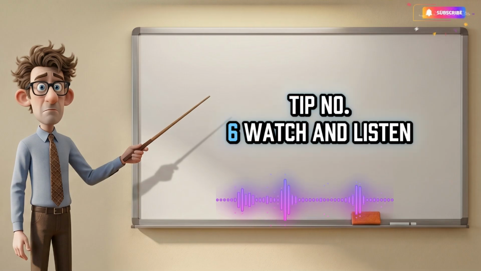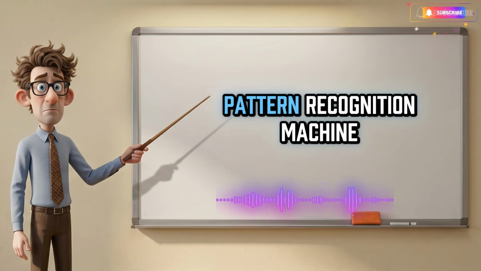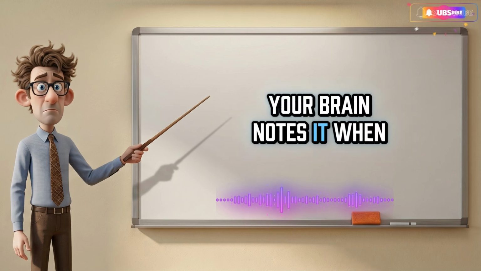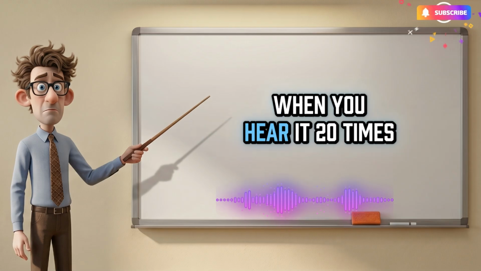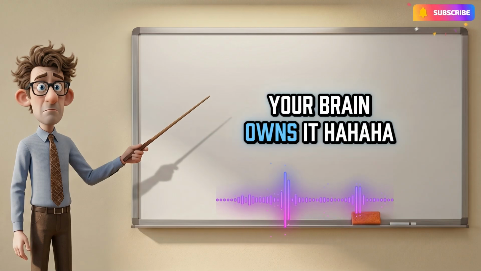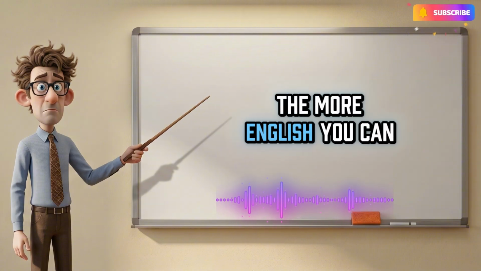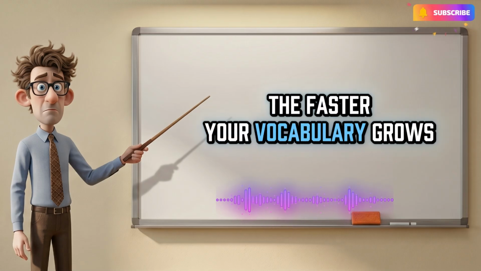Tip number 6. Watch and listen in English. Your brain is an incredibly powerful pattern recognition machine. When you hear a word once, your brain notes it. When you hear it 5 times, your brain starts to recognize it. When you hear it 20 times, your brain owns it. It belongs to you now. So the more English you can pour into your ears every day, the faster your vocabulary grows.